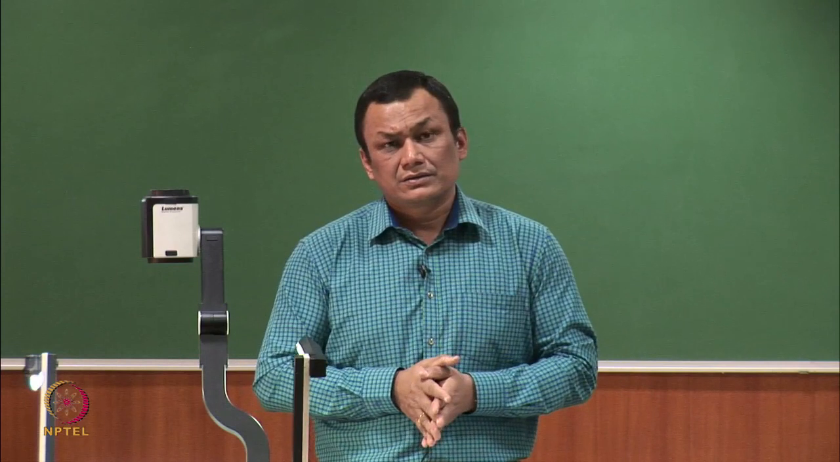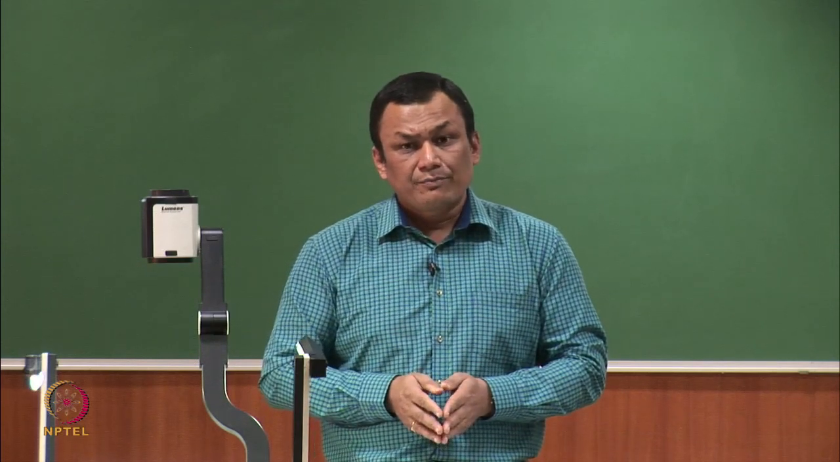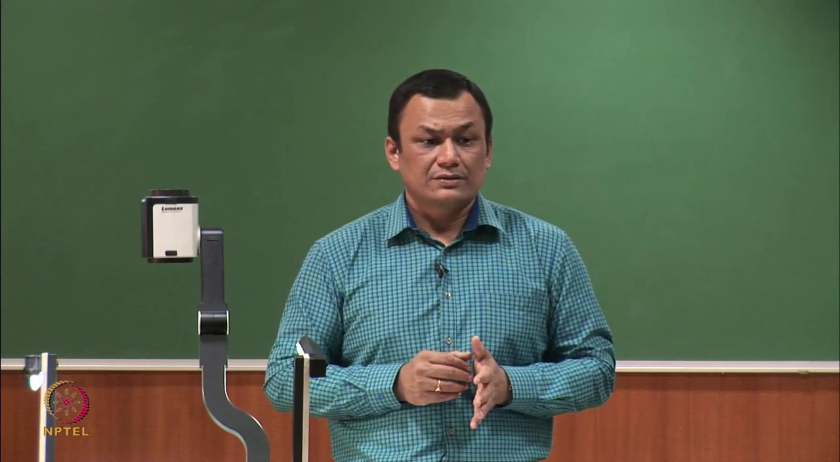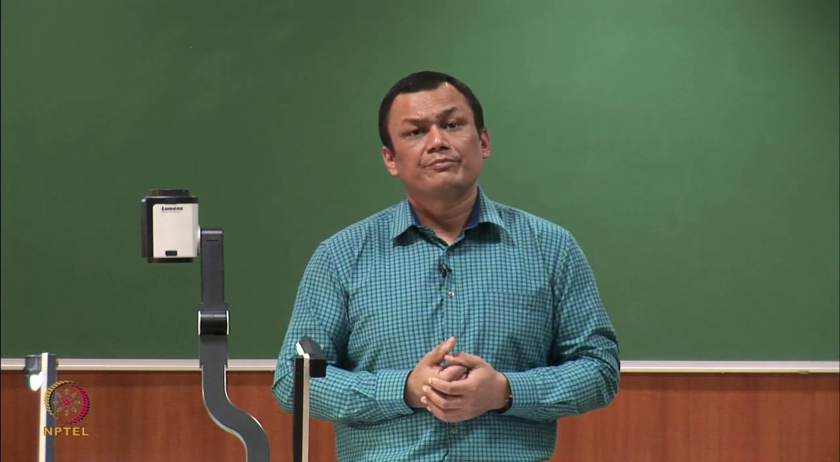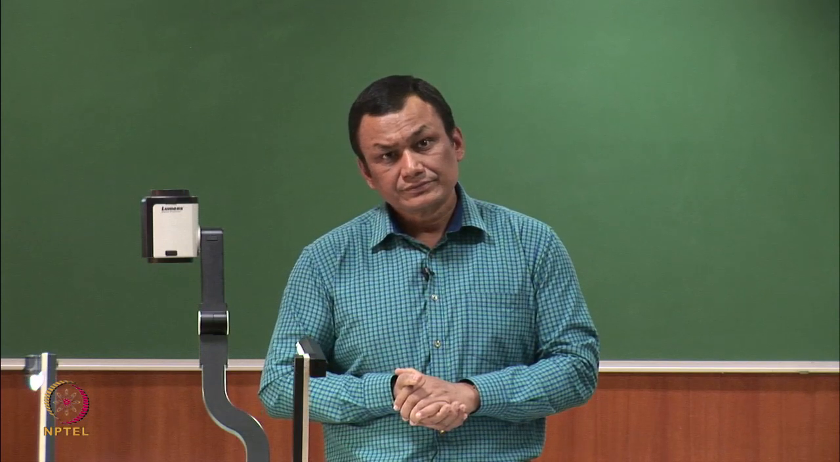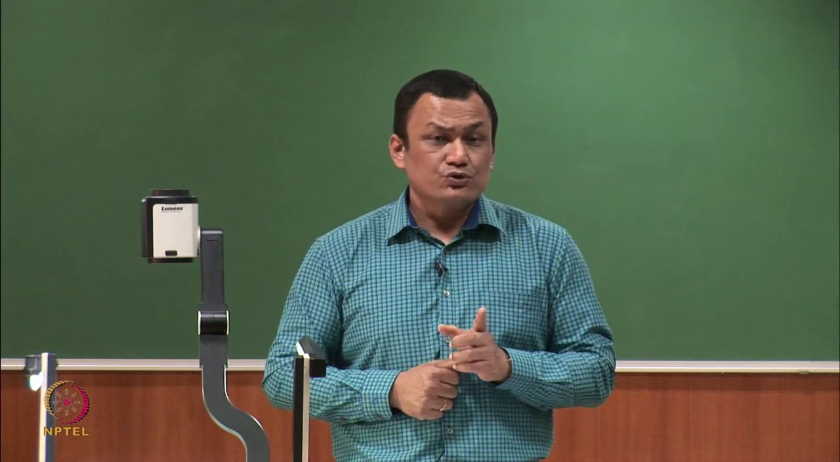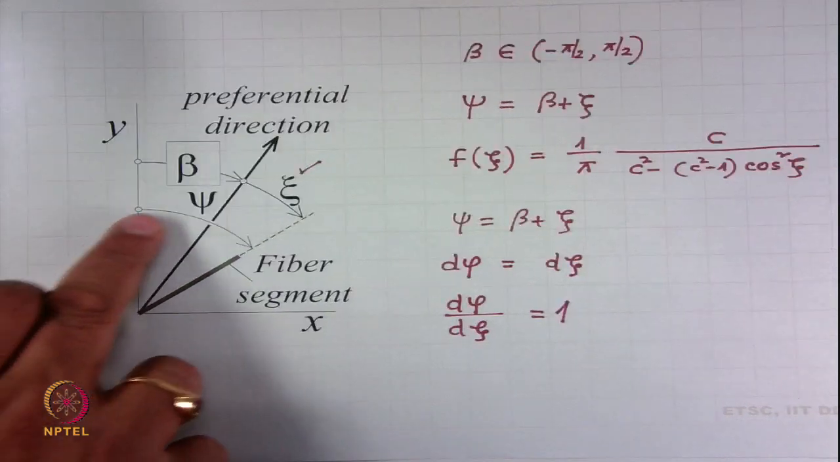Suppose in case of yarn, think about yarn, the actual yarn axis is y axis, but the preferential direction of fibers may not be the y axis. The modal angle can be the twist angle beta, where the majority of the fibers are preferentially directed. This can also happen in yarn, but for measurement purposes we always take the value from the y axis.